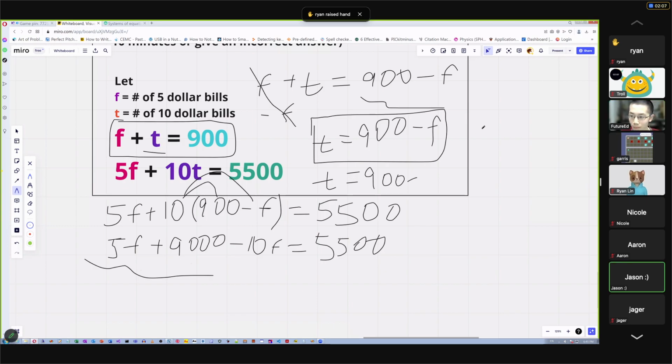Can I hop in? 5F divided by 5. No, 10F. Okay, so we have 5F minus 10F, which is negative 5F. So 5,500 minus 9,000. Okay, so we can do that. We can do 5,500 minus 9,000.